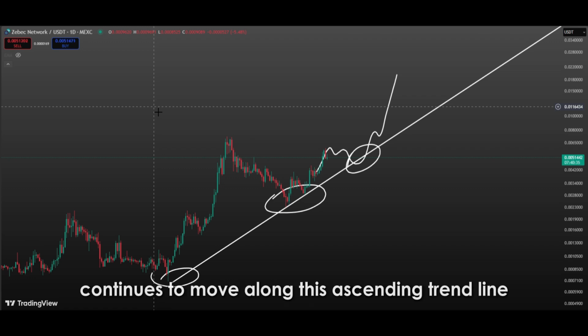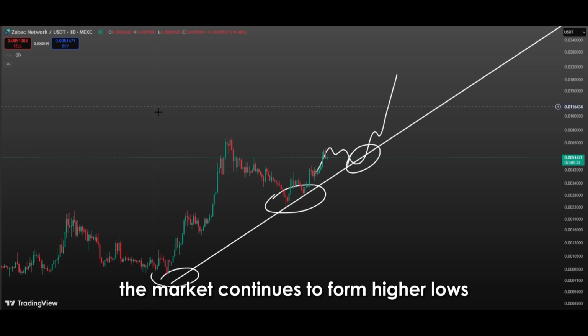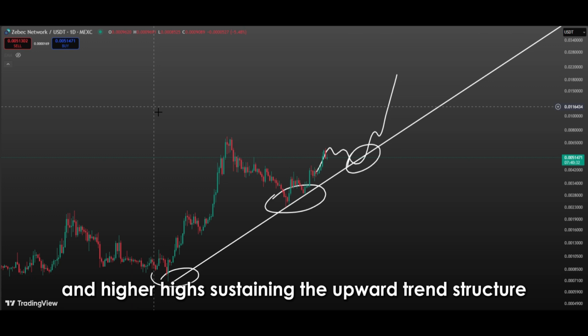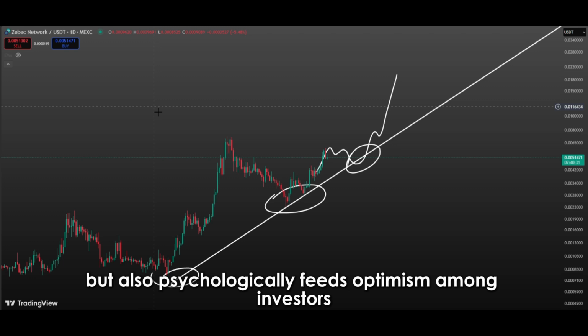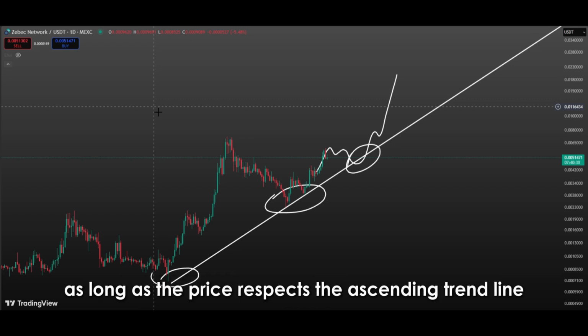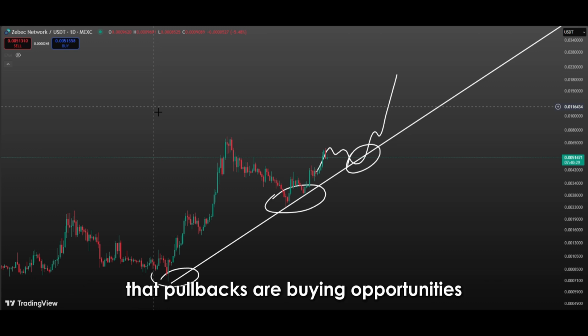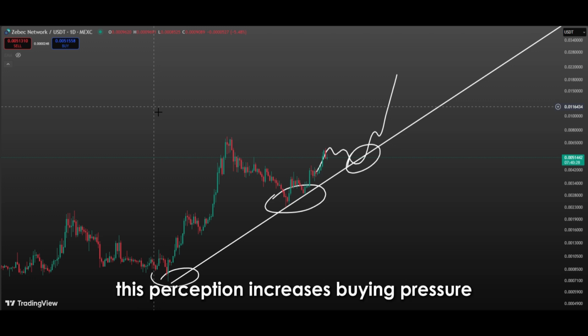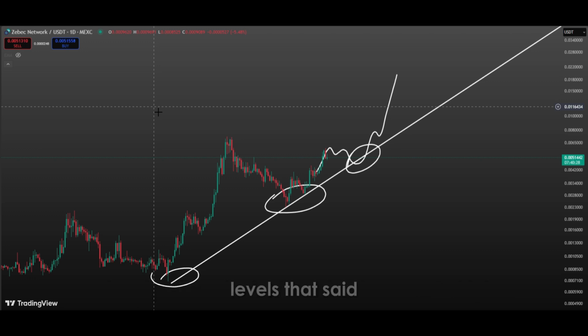If the price continues to move along this ascending trend line, the likelihood of testing new highs in the coming periods increases. The market continues to form higher lows and higher highs, sustaining the upward trend structure. This not only technically, but also psychologically feeds optimism among investors. Especially as long as the price respects the ascending trend line, investors adopt the mentality that pullbacks are buying opportunities. This perception increases buying pressure and makes it easier for the price to move to higher levels.